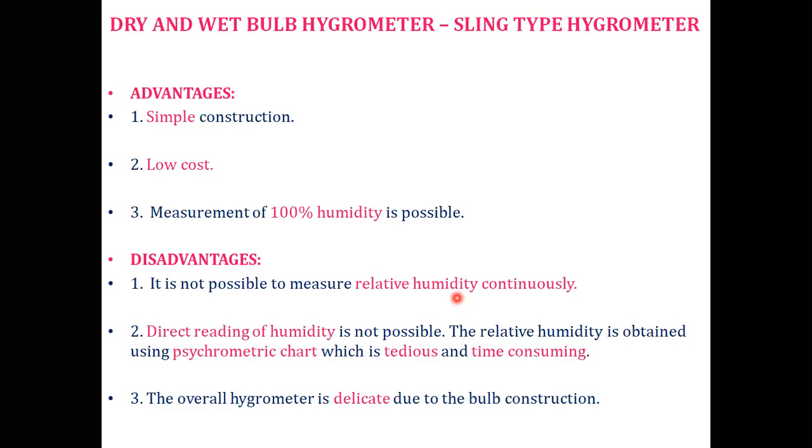The overall hygrometer is delicate due to the bulb construction. The overall construction of this wet and dry hygrometer is very complicated, and the bulb structure is also very delicate in nature. So it is not cost effective, and we need to focus on the maintenance of this dry and wet bulb hygrometer. Maintenance cost is also very high.